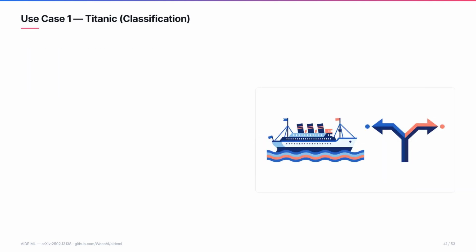Use case 1. The Titanic. This is binary classification. Given a passenger's class, sex, age, fare, cabin, and name, predict whether they survived. About 1,000 training rows and 262 held back. The metric is plain accuracy. AIDE scored 8.836 on the holdout, right at the well-known ceiling for this dataset, with only 2 of 10 nodes failing.